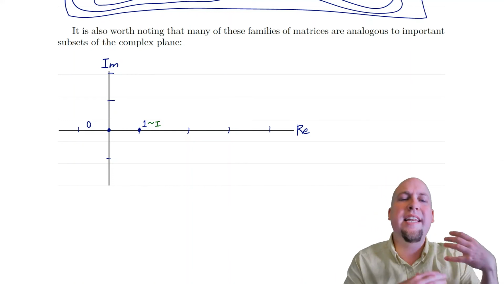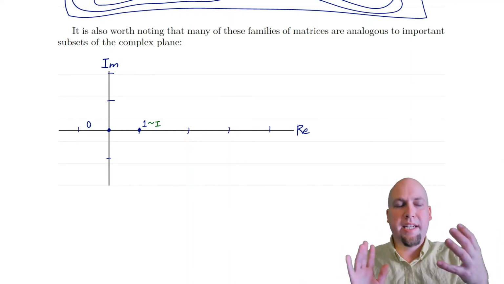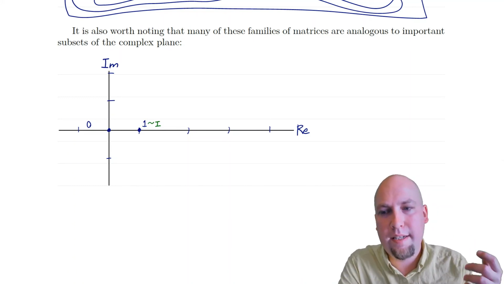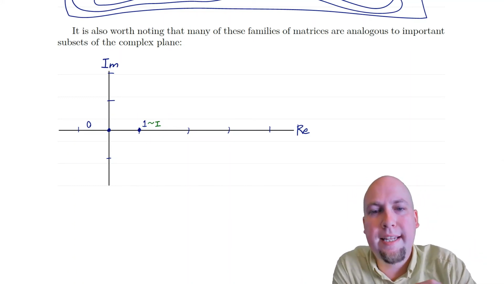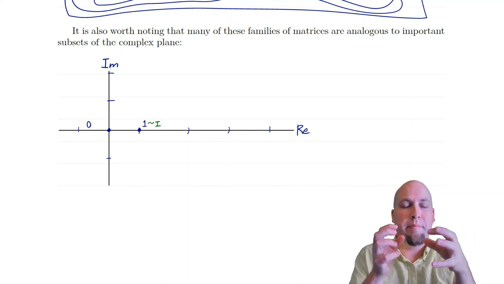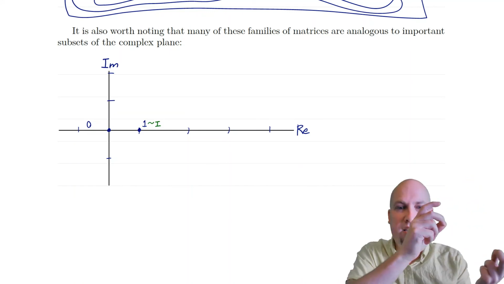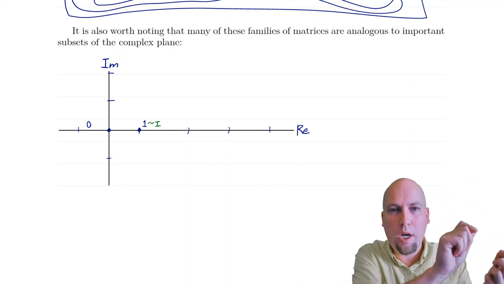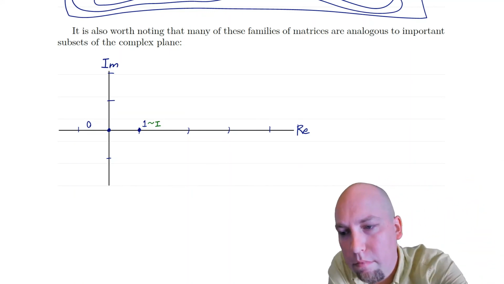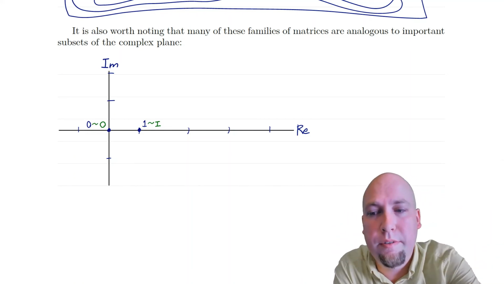Okay, and I'm going to think about everything in the complex plane as analogous to some matrix or some family of matrices, right? So we think of the number 1 as analogous to the identity matrix. The identity matrix is sort of the matrix version of the number 1, because if you multiply any matrix by the identity, well, it doesn't change. Just like if you multiply a number by 1, it doesn't change. All right, and we think of, of course, the number 0 as analogous to the matrix 0.